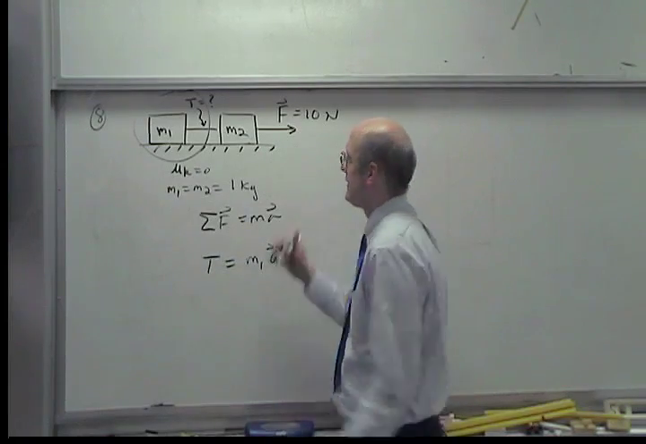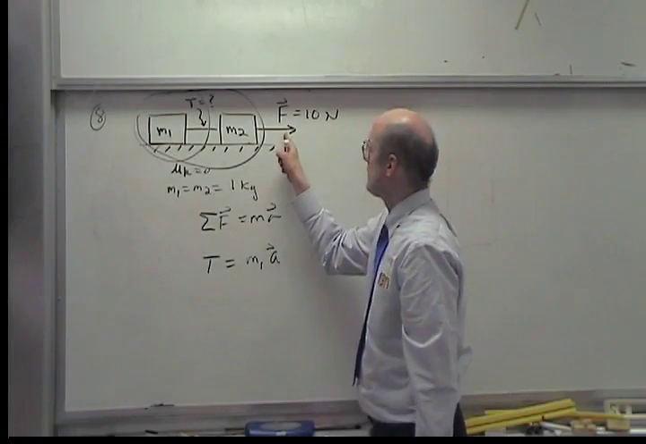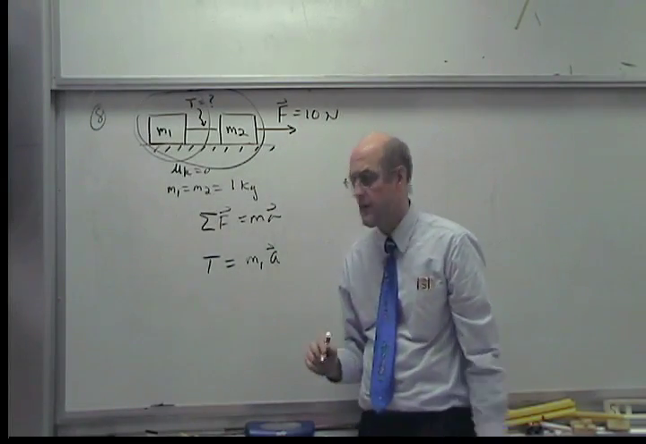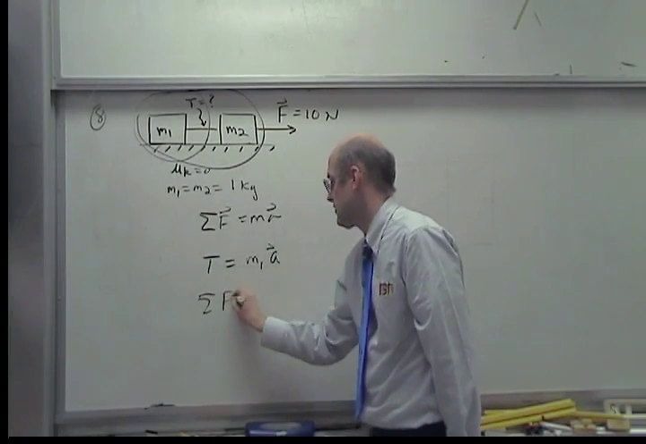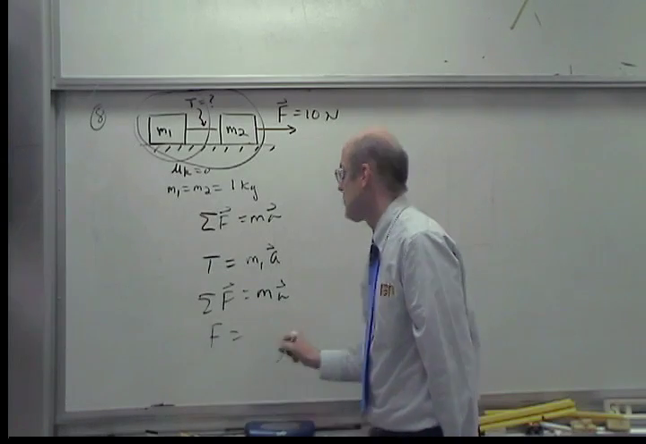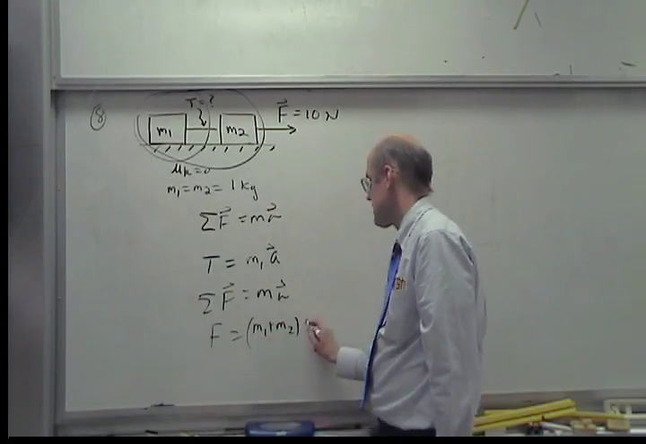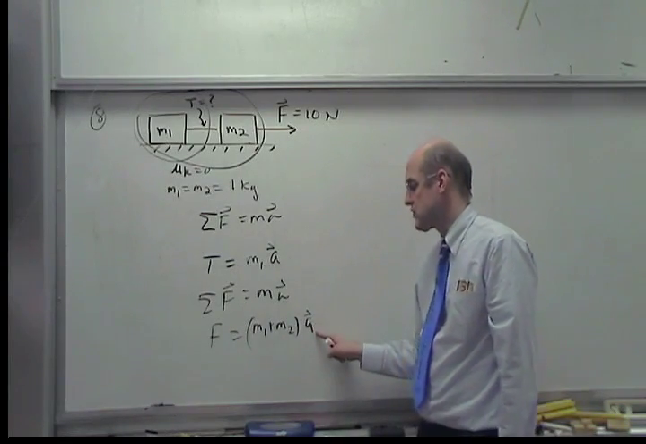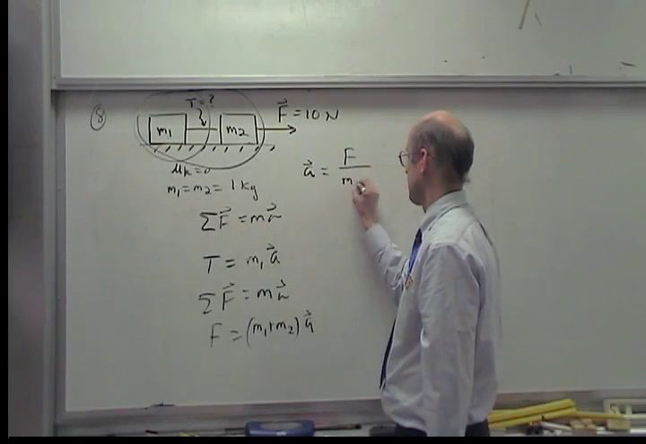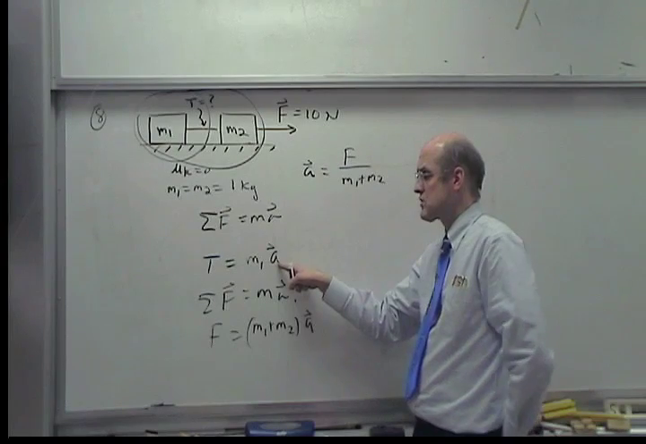Newton's second law. So now I'm going to look at the whole system where this force now is the net force. The 10 newton force is the net force. So applying Newton's second law, again, now we have F equals M1 plus M2 times acceleration. I'm going to solve this for acceleration, and then substitute this expression into this expression for tension.